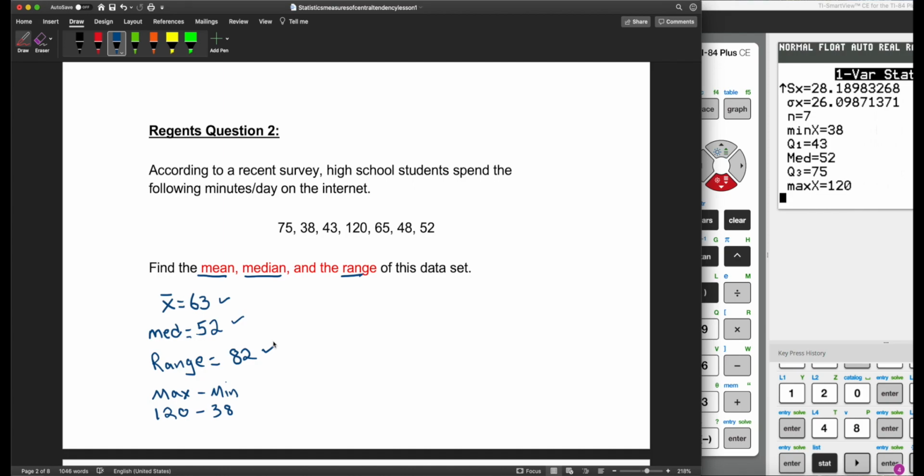So guys, that's basically it. Any questions from me on finding your measures of central tendency or dispersion using your calculator? Stat enter, and then stat right, enter, enter.